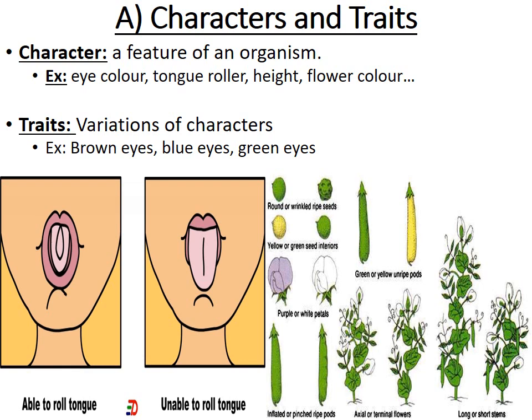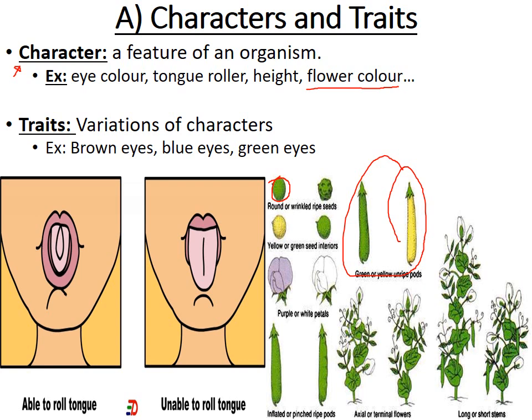So you'll hear two terms. The first term is character. It's kind of like characteristic. It's just a feature of an organism. So for example, eye color is a feature, ability to roll tongue is a feature, height is a feature, flower color is a feature. You might have, let's say, the color of the pods is a feature. You might have the shape or texture of the peas is a feature.